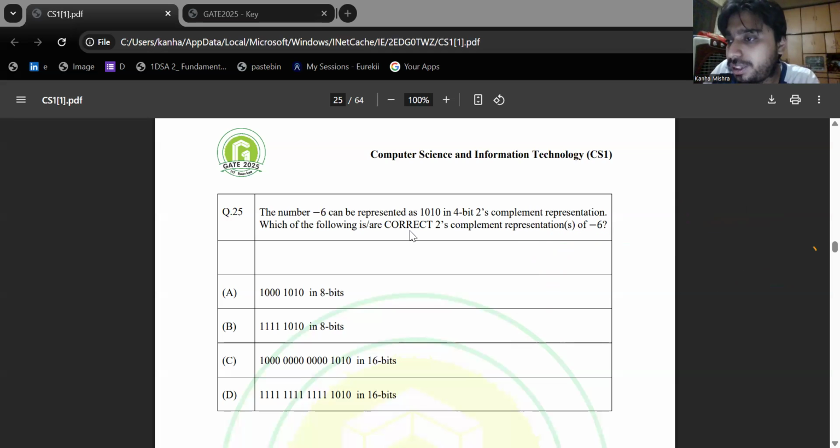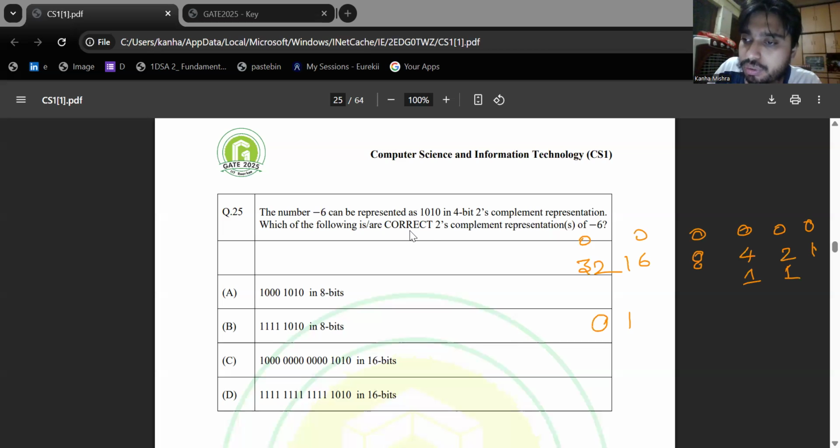Write the binary representation: 1, 2, 4, 8, 16, 32, with 0, 0, 0, 0, 0, 0. Which bits will you set? You can set this bit and this bit. So the number will be 0110. So we got the binary representation of 6.